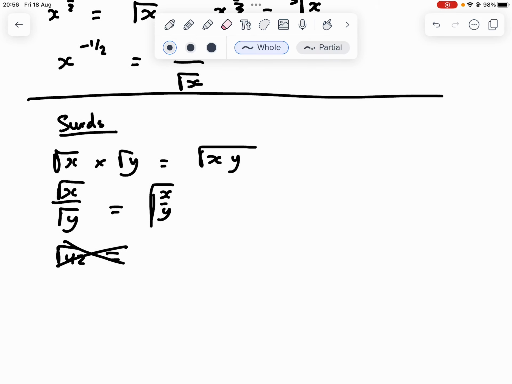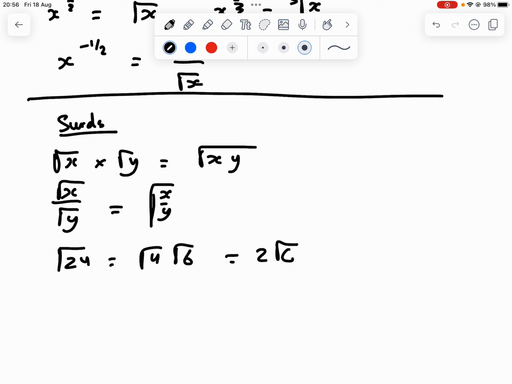So let's say square root 24. So 4 is the biggest square number that goes into it. So square root 4, and then 4 times by 6 makes 24. So square root 4 times square root 6 equals 2 root 6, because square root 4 is 2. So we prefer to write stuff like this because it's called more simplified.